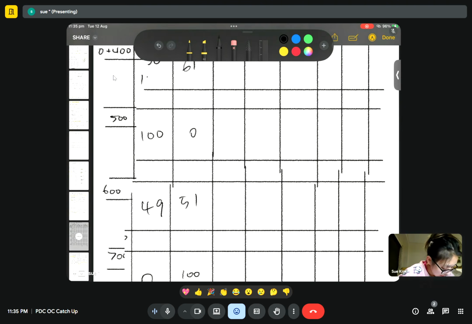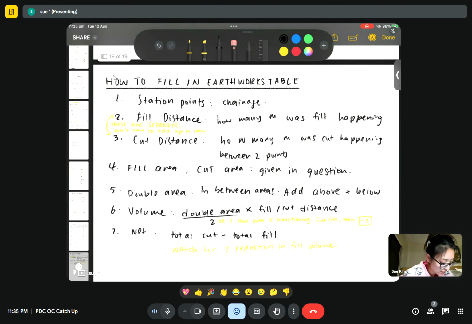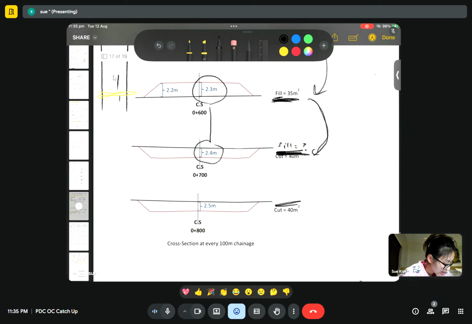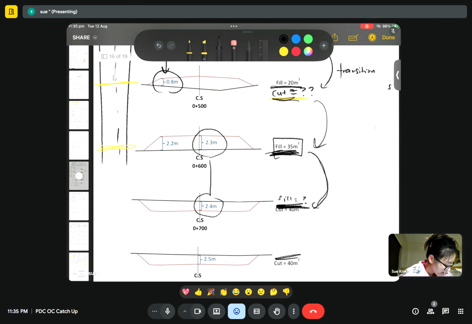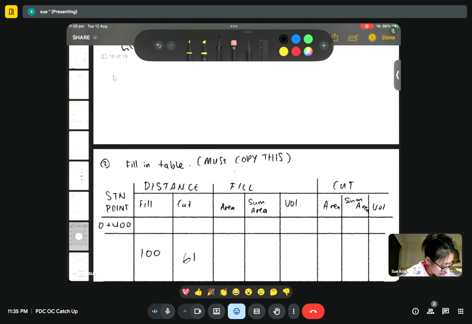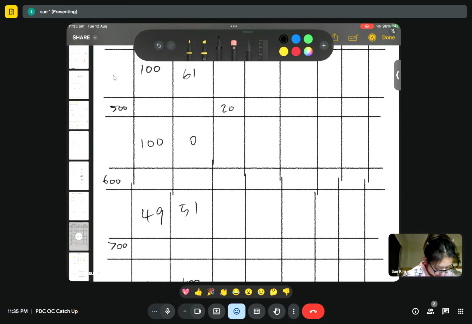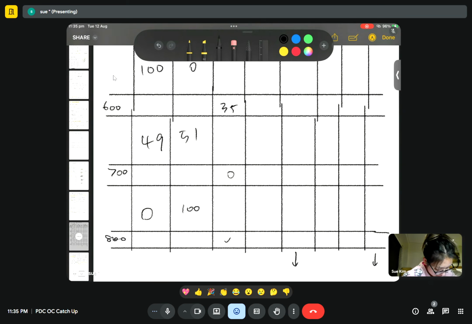Okay, then step 4, it says fill area and cut area, which is given in the question. So what that means is I'm going to take the area numbers that they've given us in the question, and fill them all out in this column and this column. So if I do that real quick, that should give me this, and I'm going to write those in the skinny boxes. Wait, no.